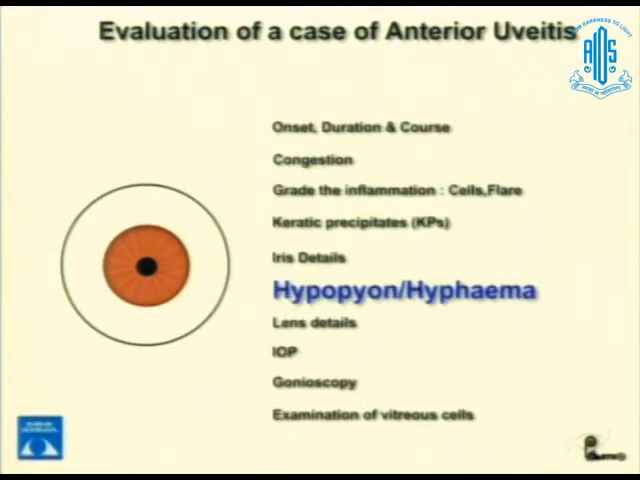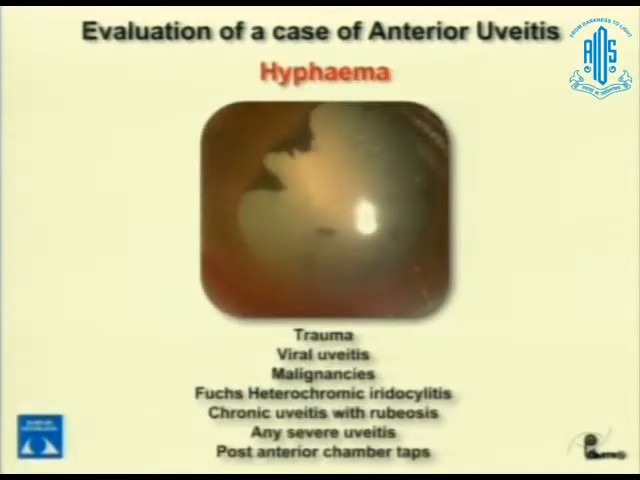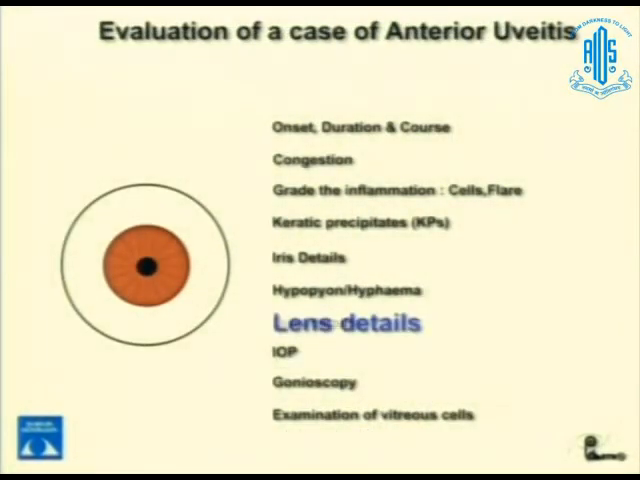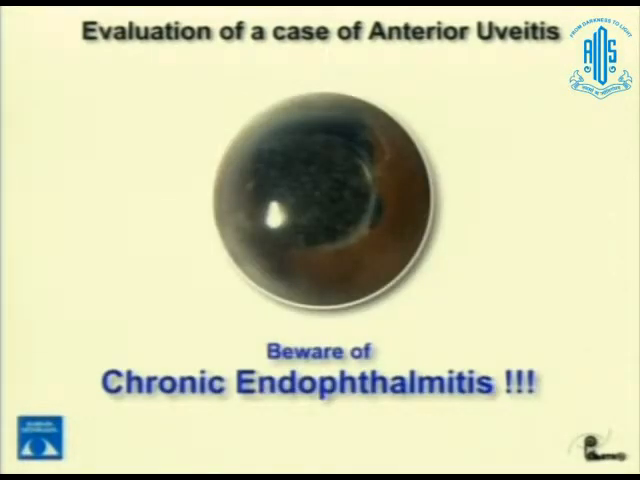Next important, for exam purposes, one should know the causes of hypopyon and hyphema. In viva or practical examination, just start with the most common causes and then go for the rare causes like malignancy or Masquerade syndrome. Hyphema. Another important thing is the lens. You should look for complicated cataract, and whether there is any polychromatic luster, which indicates chronic uveitis. Beware, before initiating any treatment, to rule out chronic endophthalmitis.